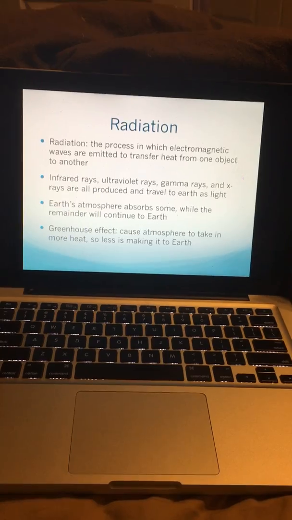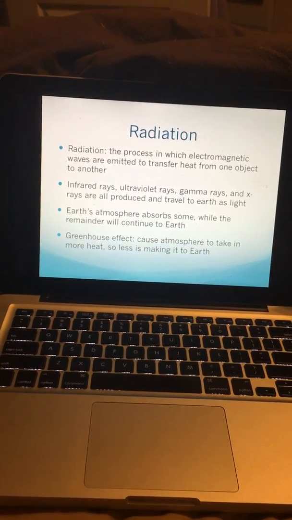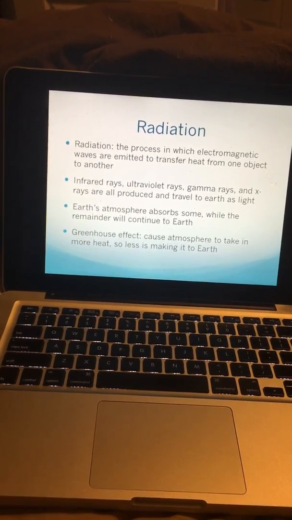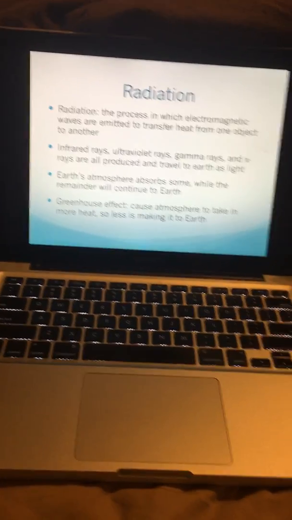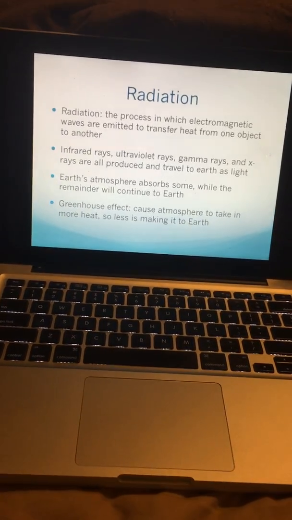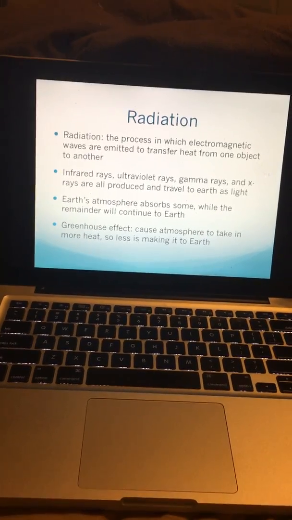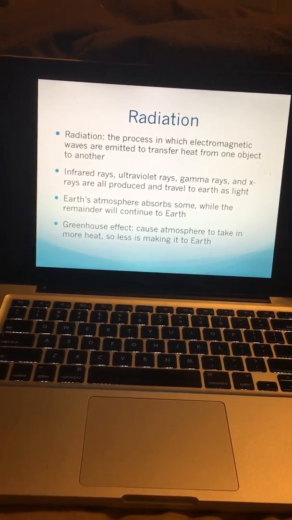Before proceeding with some of the next processes, I want to discuss radiation. Radiation is a process in which electromagnetic waves are emitted to transfer heat from one object to another. These electromagnetic waves produced during the fusion in the core include infrared rays, ultraviolet rays, gamma rays, and even X-rays. These electromagnetic waves travel to the Earth as visible light.